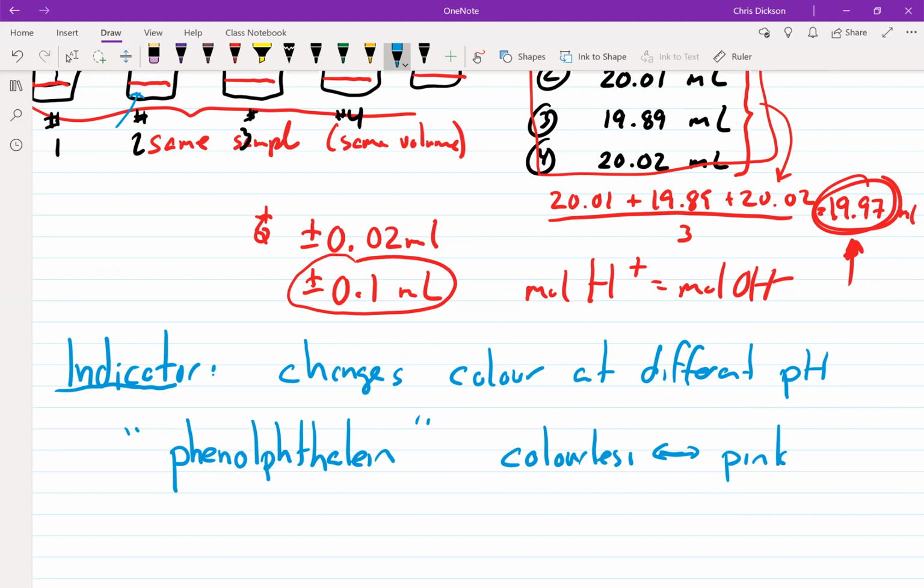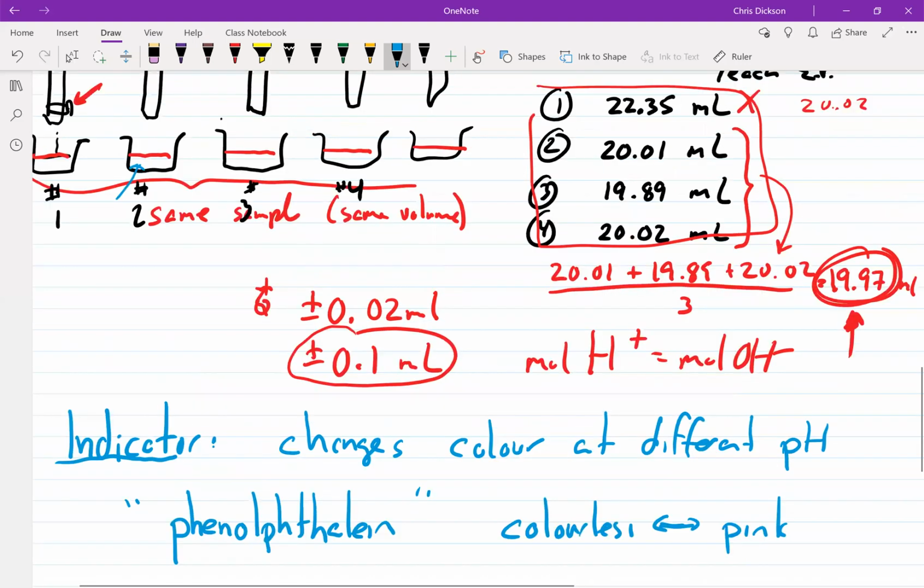So going back to Noah's question, which was, how would you know when to stop? Well, you'd be adding your base, and the solution would initially be colorless, and all of a sudden it would turn pink. And what you really want to get is the lightest shade of pink. If you keep adding, it gets darker pink. And if it's really dark pink, then you've gone too far.